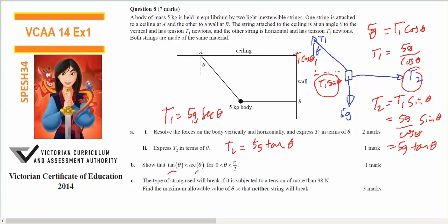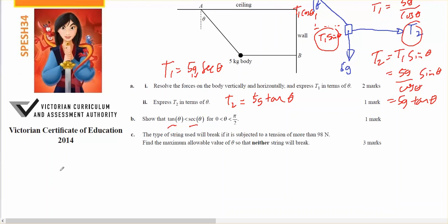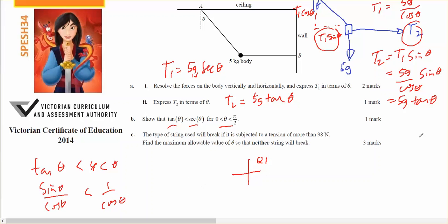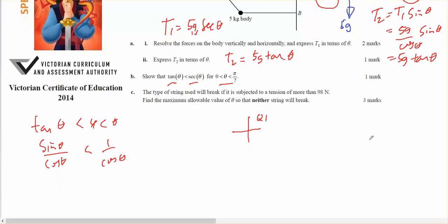Show that tan is less than sec. Okay, so I've got to show that tan theta is less than sec theta, where theta is in the first quadrant, and in the first quadrant everything is positive. Therefore I can say sine theta on cos theta is less than 1 on cos theta. I can multiply both sides by cos theta, and it won't change the inequality sign because I'm in the first quadrant and cos theta is positive.